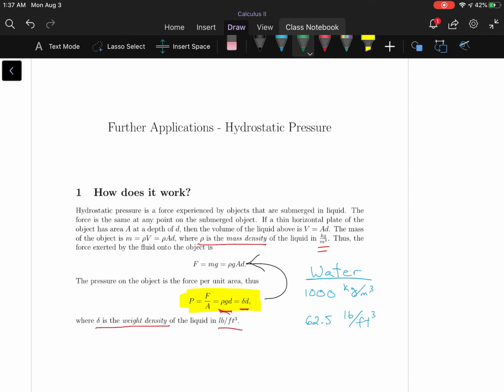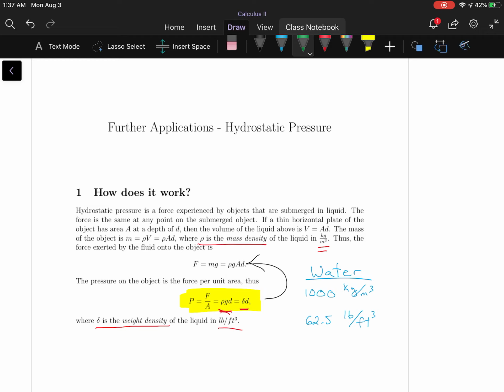Hello again. This application today is called hydrostatic pressure. It is an engineering-oriented application where hydrostatic pressure is a force experienced by objects that are submerged in some sort of liquid. Oftentimes that liquid will be water, but it could be any other liquid substance.